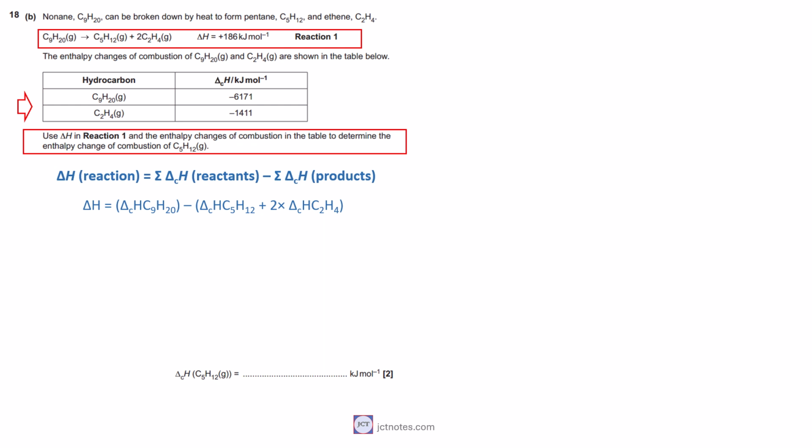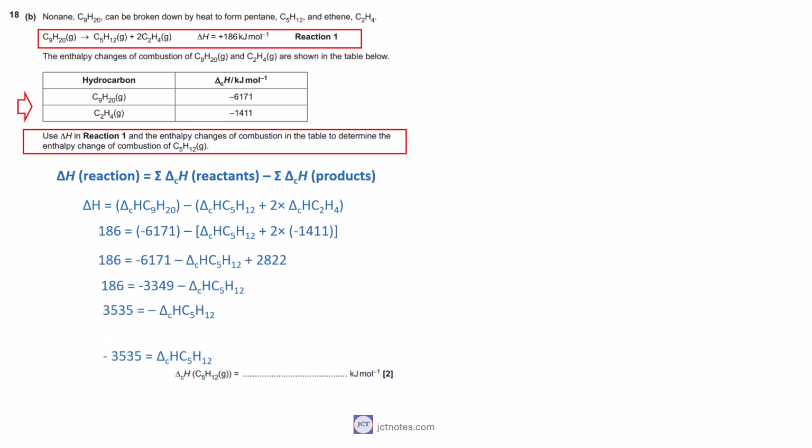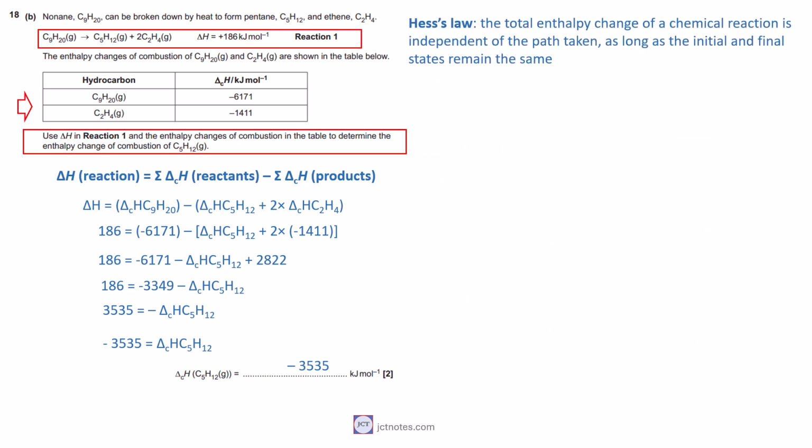Note that as in the reaction we have 2 moles of ethene, I need to multiply by 2 its enthalpy. Replacing the values that I have in the problem and making as subject the enthalpy change of combustion of pentane, I get that its value is -3,535 kilojoules per mole. Alternatively, we can use Hess's law.